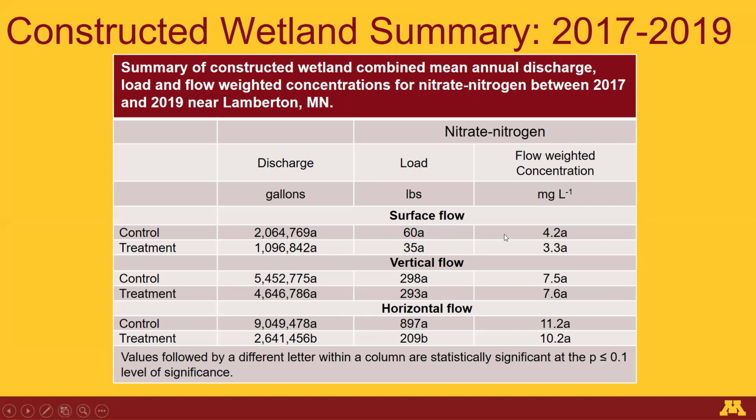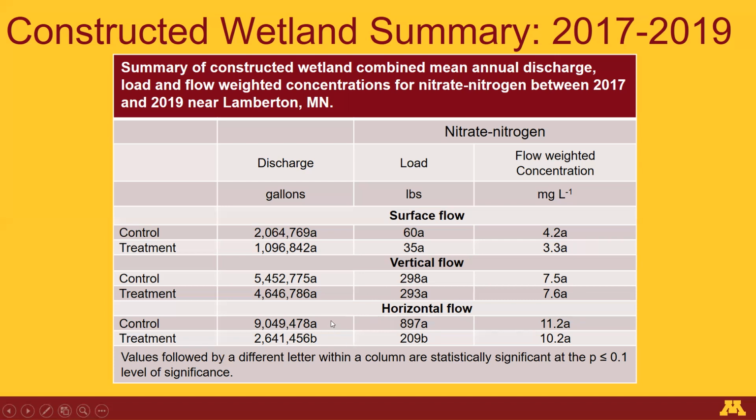So when we look at this data, the first thing we observe is for the surface flow and the vertical flow that there are no statistically significant differences in discharge, load, or flow weighted concentration. However, for the horizontal flow system, we do see statistically significant differences for the nitrogen load. The treatment was much lower, statistically speaking, than the control.